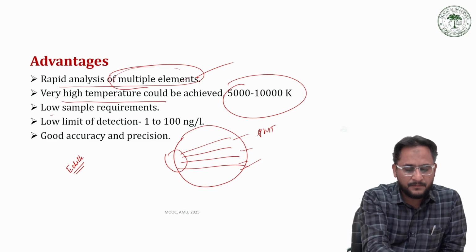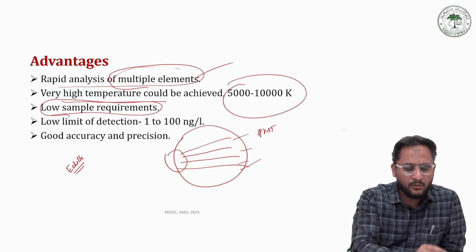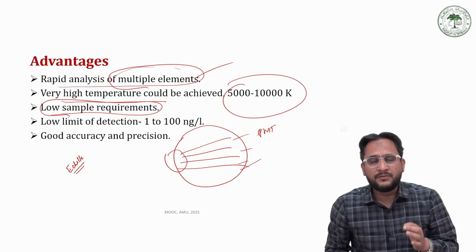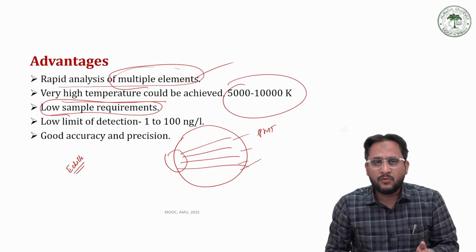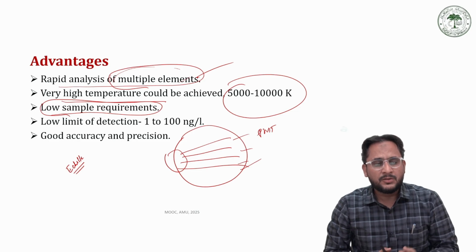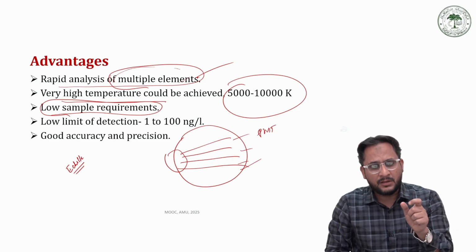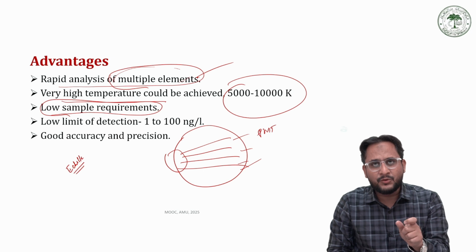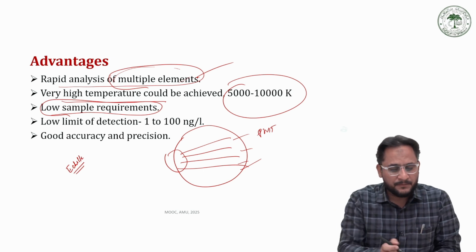This technique is very sensitive, so even samples which have a very low amount of elements, like precious metal samples of gold and platinum, or even blood samples, which have very low concentration in case a person has some sort of poisoning, can be analyzed. A small volume of the blood sample can be used because of the high sensitivity of this technique.